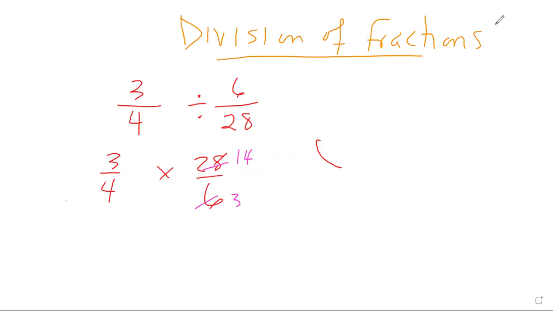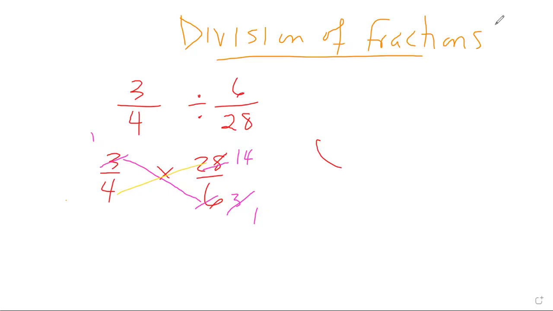Now remember, you could also go diagonally. So you could go that way. You've got 3 and 3 now. So 3 goes into 3 one time. 3 goes into 3 one time. Wow. Now what about going diagonally this way? 4 and 14. Is it possible to reduce it?